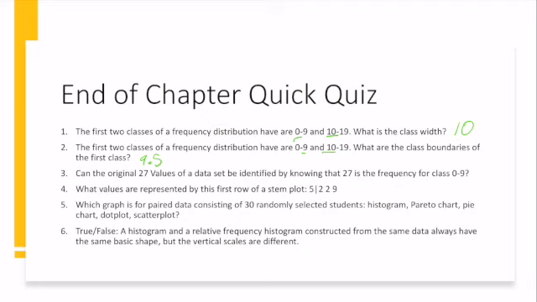If I look at the original 27 values of a data set, can they be identified by knowing 27 is the frequency for 0 to 9? No, we can't know the original values when it comes to frequency data. For number 4, what values are represented by the first row of a stem plot? Well, that's going to be 52, 52, and 59.